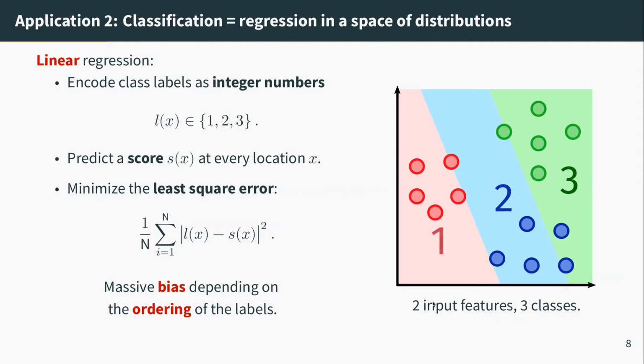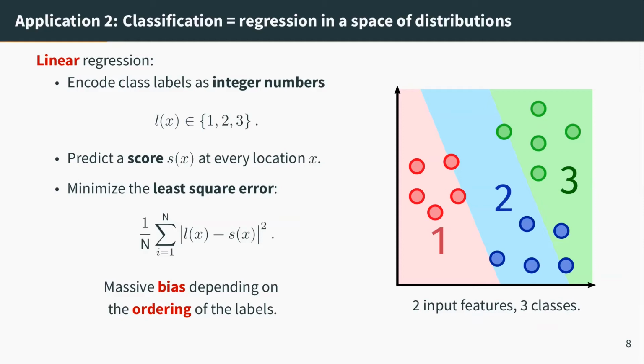If you want to solve this problem using linear regression, the standard thing for regression, what are you going to do? Well, first, we are going to encode our class labels as integer numbers. So we're going to say that the first class, the red points, corresponds to label 1, the second class corresponds to label 2, and the green class corresponds to label 3. Then we are going to design a model, a linear model for linear regression, that takes as input a vector of dimension 2, xy coordinates, and predicts a score at every location x.